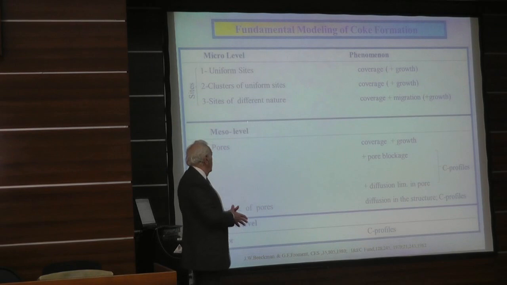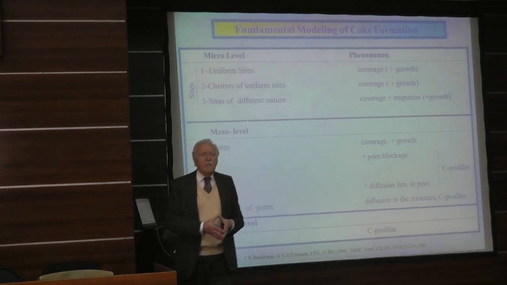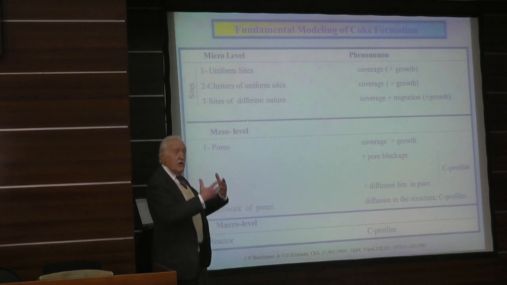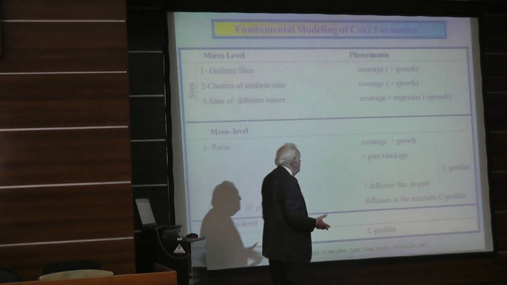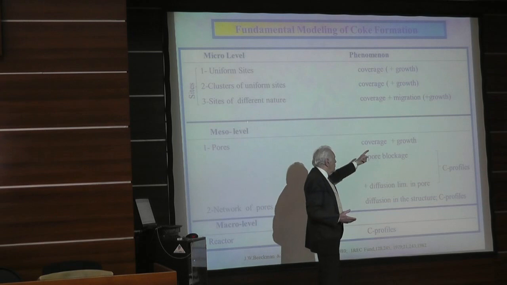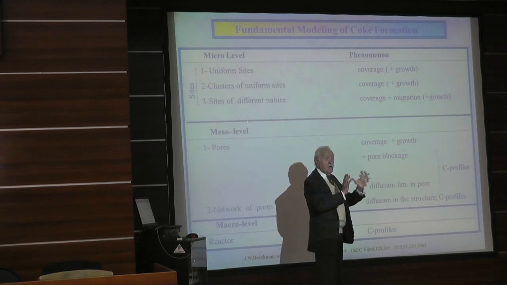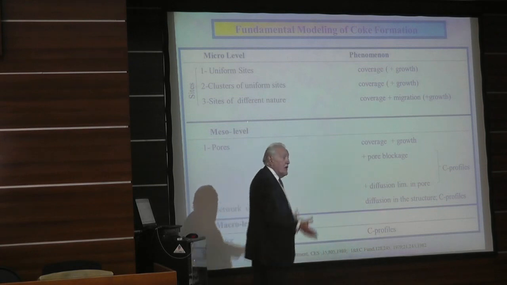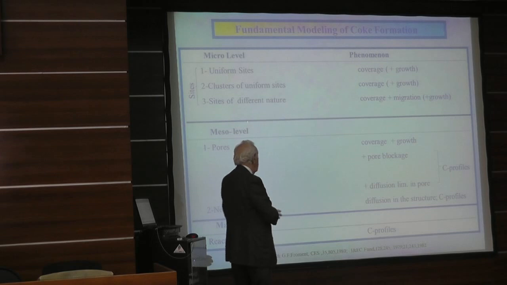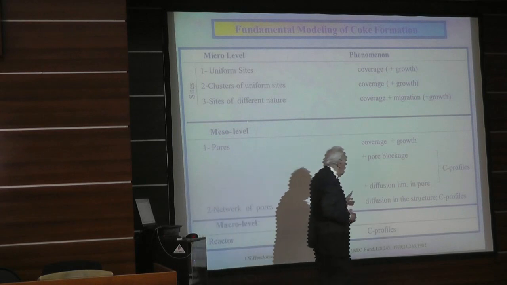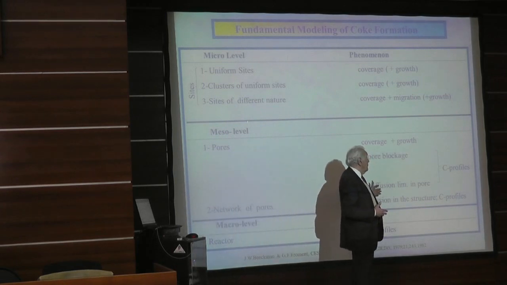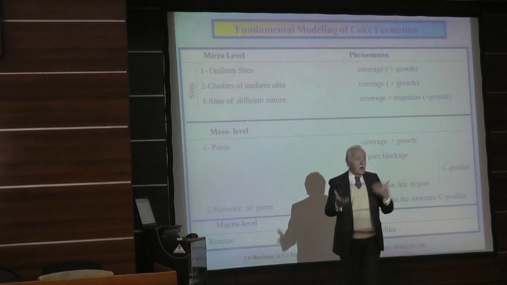And then we looked at the meso level, which is in the first place pore level, or networks of pores. And there too, we considered coverage and growth, and more than that, because the coke can grow to such a size that it blocks a pore and kills reactions behind the blockage. And we also considered networks of pores. We accounted for diffusion limitations for the coke in the particles, etc.